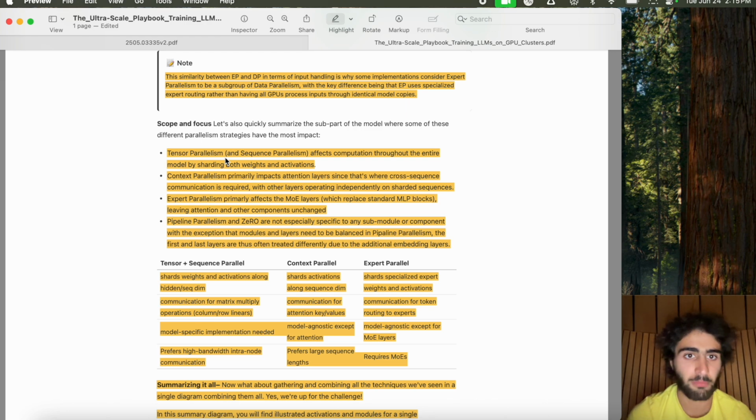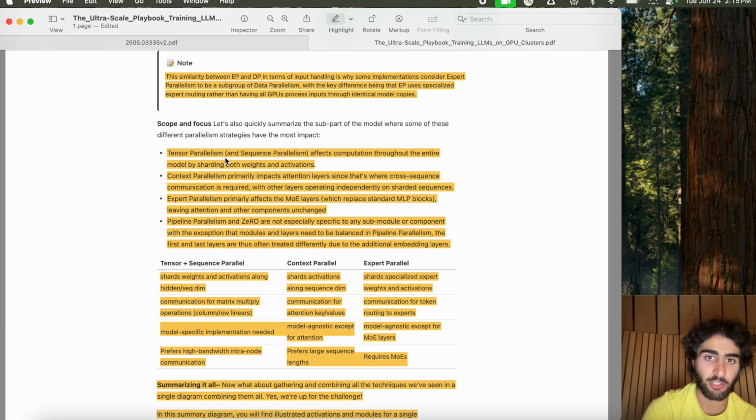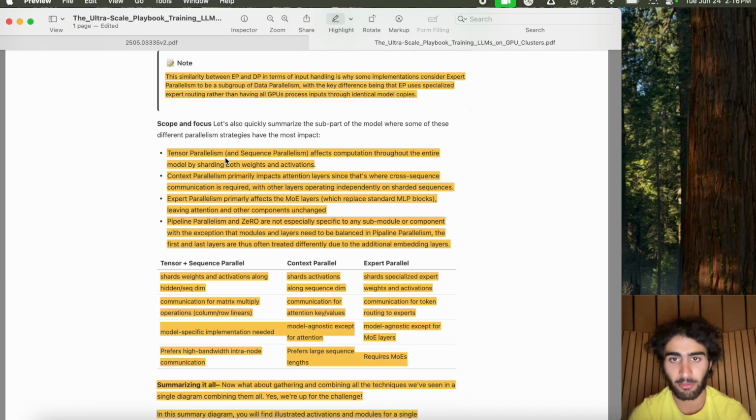And then expert parallelism is affecting only the MoE layer, which replaced the standard MLP blocks used in the vanilla transformer, and does not affect attention or any other component of the transformer block. And pipeline parallelism, in addition to the zero redundancy optimizer, are not specific to any submodule or component of the transformer, with the exception that modules and layers need to be balanced in pipeline parallelism, which is to say that the first and last layers are treated differently because of their additional embedding layers.